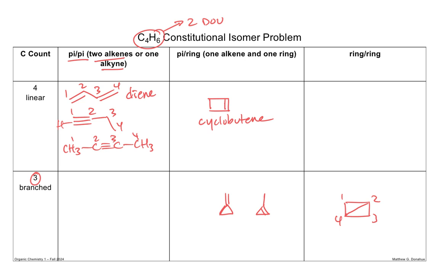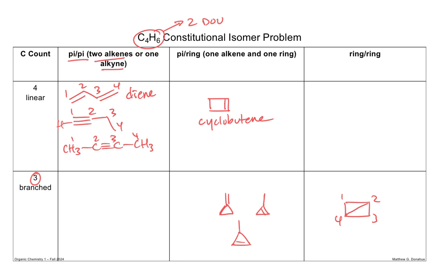Is a question? For the high ring free branch, would it be a different molecule if the double bond is like across the methyl? So that'd be another one.